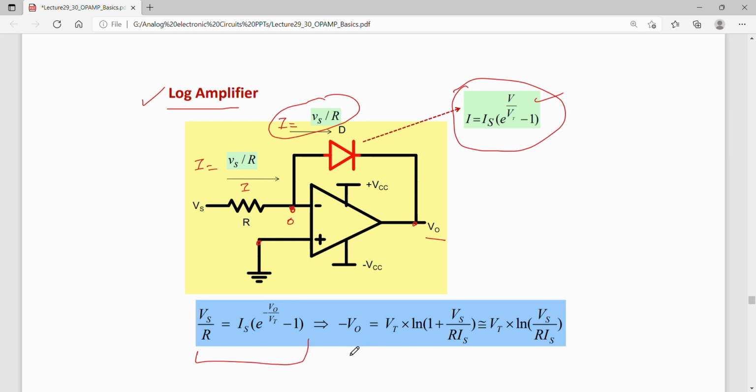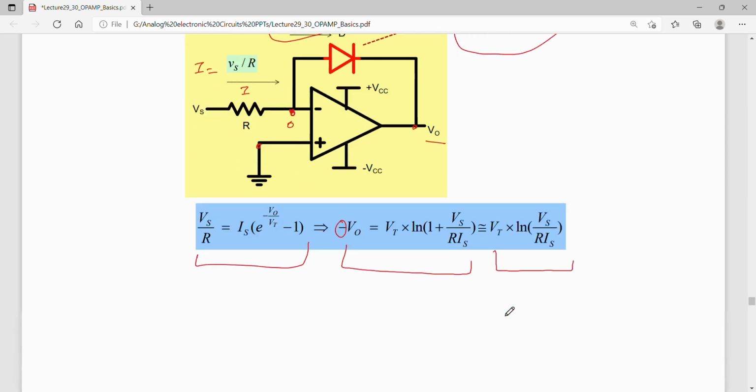So V naught is equal to Vt log of 1 plus Vs by R Is, or maybe one can write that V naught is minus Vt times log of Vs by R Is. So it's again an inverting logarithmic amplifier. The minus is present over here, so this will come on the RHS. So a logarithmic amplifier can be created using an OPAMP.